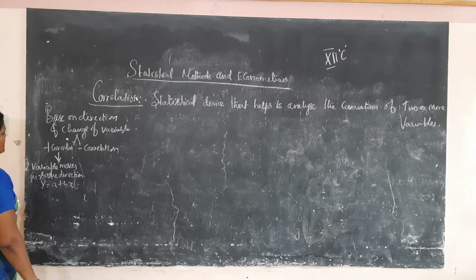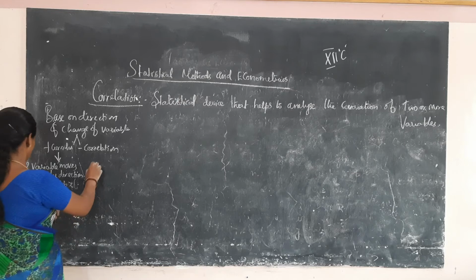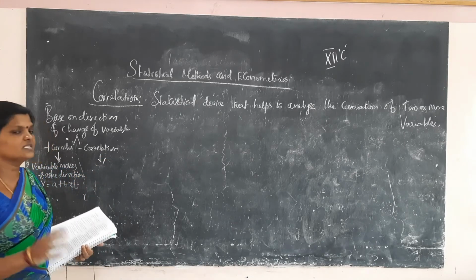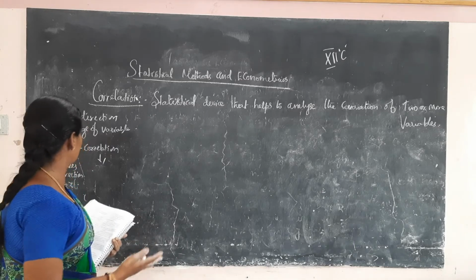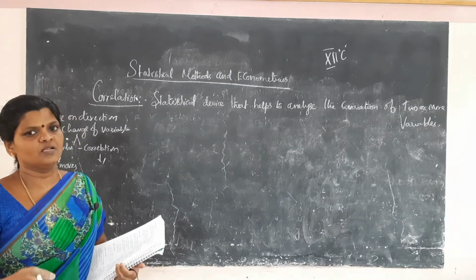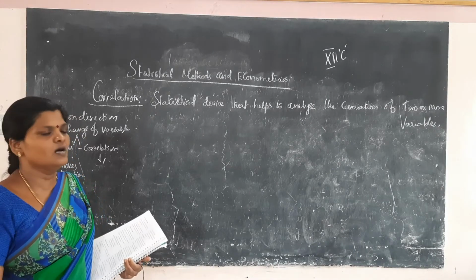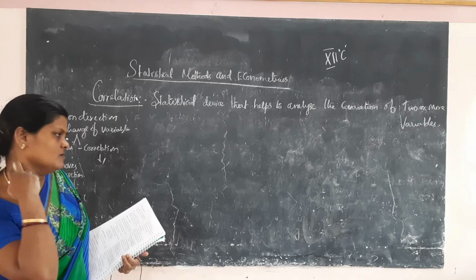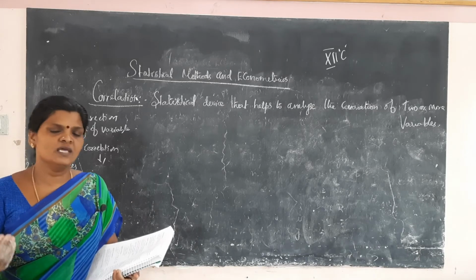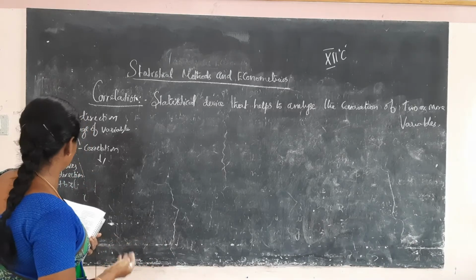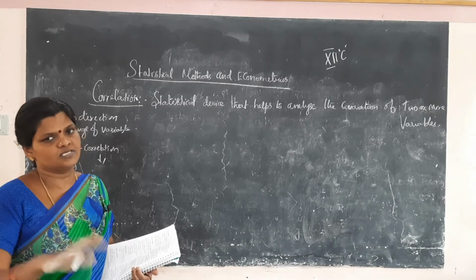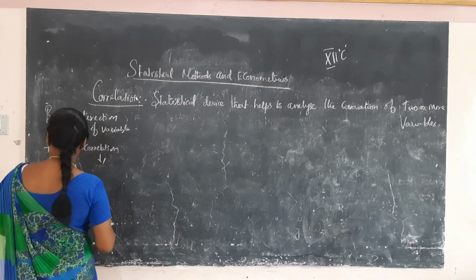Next one is negative correlation. Negative correlation is the study of variables that move in the opposite direction. Positive correlation means two variables move in the same direction, for example the income and expenditure of the household. Now we are going to study negative correlation. Negative correlation means the values of variables move in opposite directions.